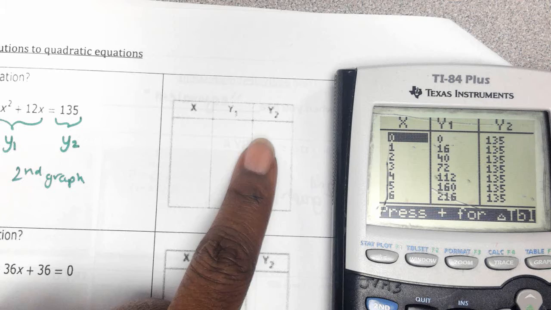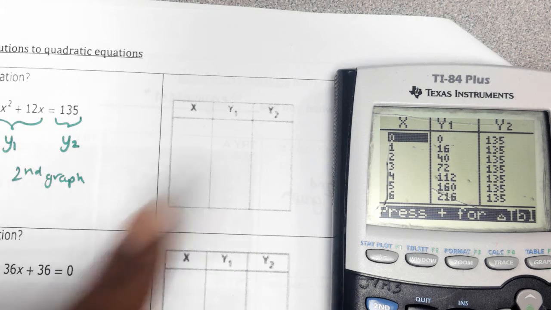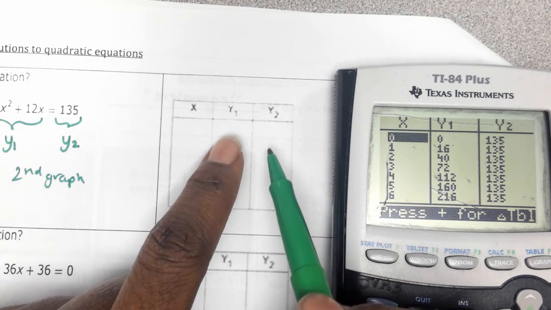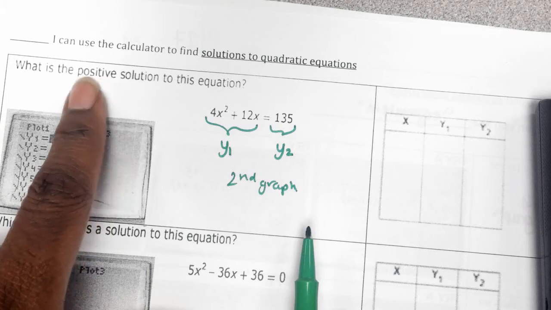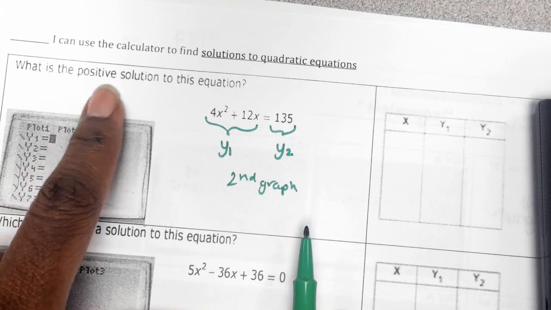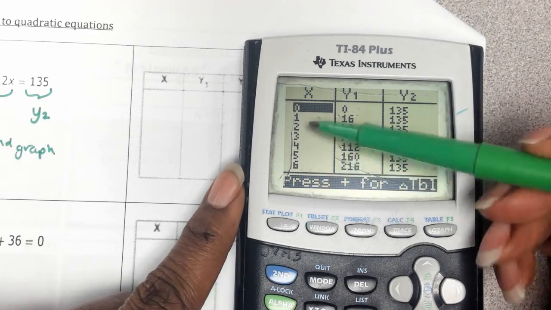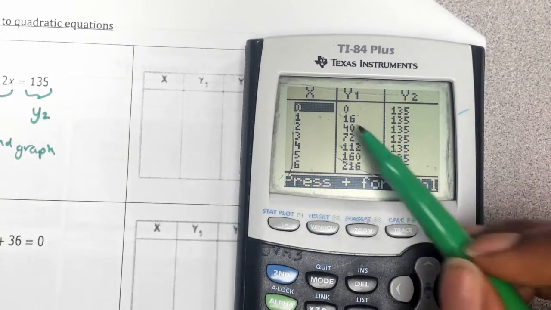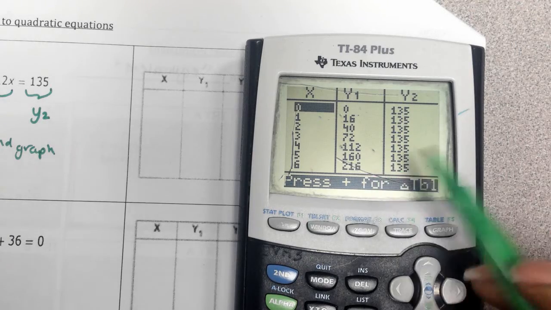Now what we're looking for is there's only going to be one spot. Sometimes there's two places where the y1 and y2 will be equal. But look at your question. What is the positive solution? So they don't really care about any negative x's. They only care about positive x's. If you look here, do you see your answer? Were they the same? No.